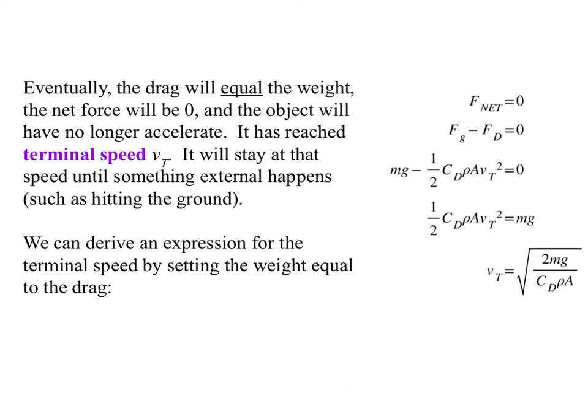We can algebraically derive an expression for the terminal speed by simply setting the weight equal to the drag. So we say the net force is 0, so the weight minus the drag is 0, but the weight is mg, and this was the drag force. We grind it out, and we get that the terminal velocity is the square root of 2mg over the coefficient of drag times rho A. Is this a thing you should memorize? I don't think the committee expects you to know it, but it's worth honing in on.